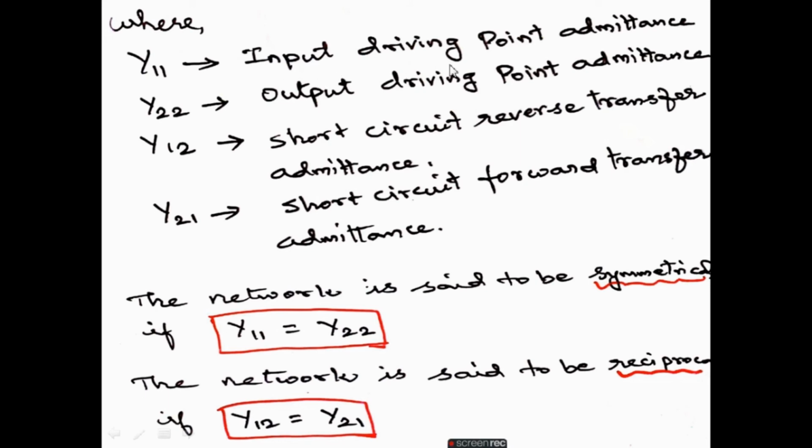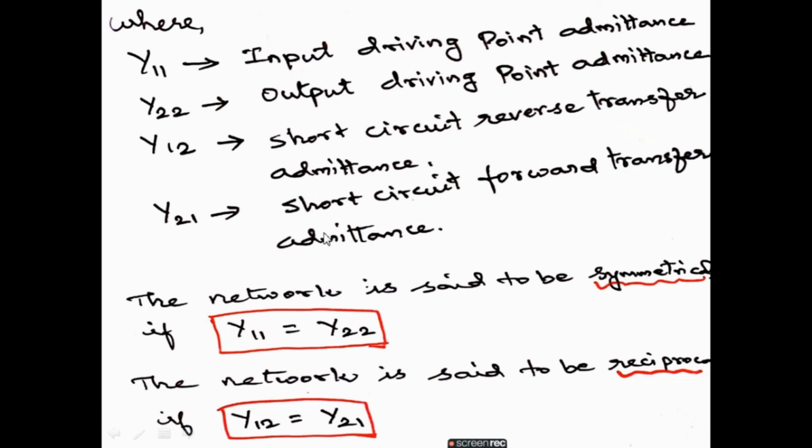So Y11 is the input driving point admittance, Y22 is the output driving point admittance, Y12 is the short circuit reverse transfer admittance, and Y21 is the short circuit forward transfer admittance. For Y21, whenever output upon input is taken, it is forward, and input upon output is taken as reverse transfer. In Y12 it is input by output, hence reverse transfer admittance. In Y21 it is output by input, hence forward transfer admittance.